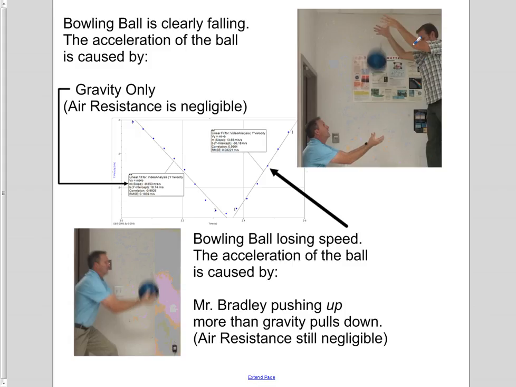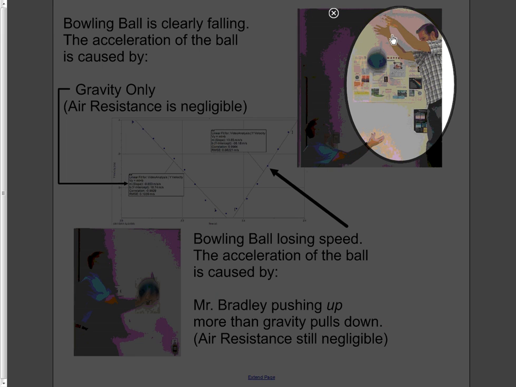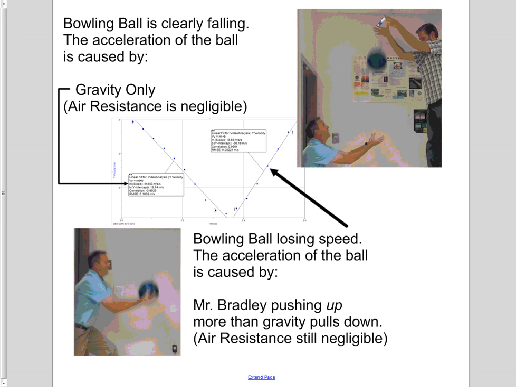So here we've got some screenshots of a movie where you can see Mr. Lowry right here, and he is dropping a bowling ball. Now from the moment he lets it go, when it was in his hands here, until it hits Mr. Bradley's hands down here, the reason that it would be falling and gaining speed along the way would be because of gravity. And so we would expect the acceleration during this time to simply be ag.